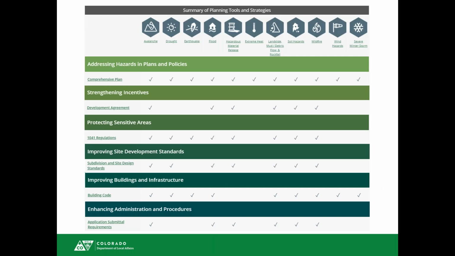Another quick snapshot: there are 6 categories of tools that the guide offers. Addressing hazards through plans and policies, strengthening incentives, protecting sensitive areas, improving site development standards, building infrastructure, as well as enhancing the administration and procedures. And again, like I said, this is just a snapshot for one particular tool under each of the classifications, and you can see all the different hazards that it addresses.